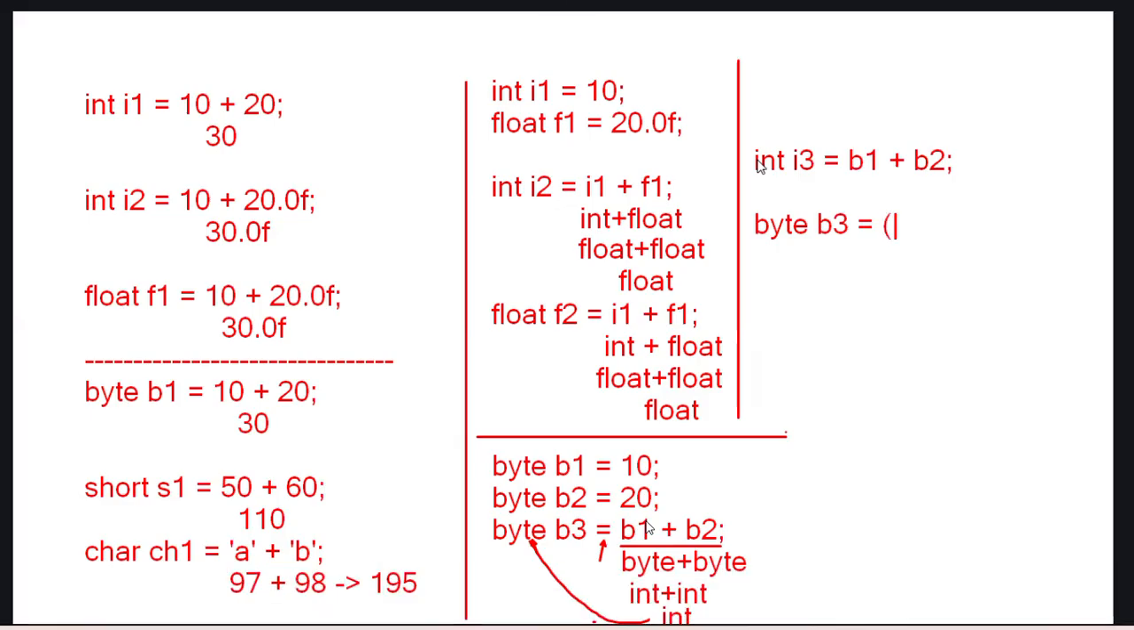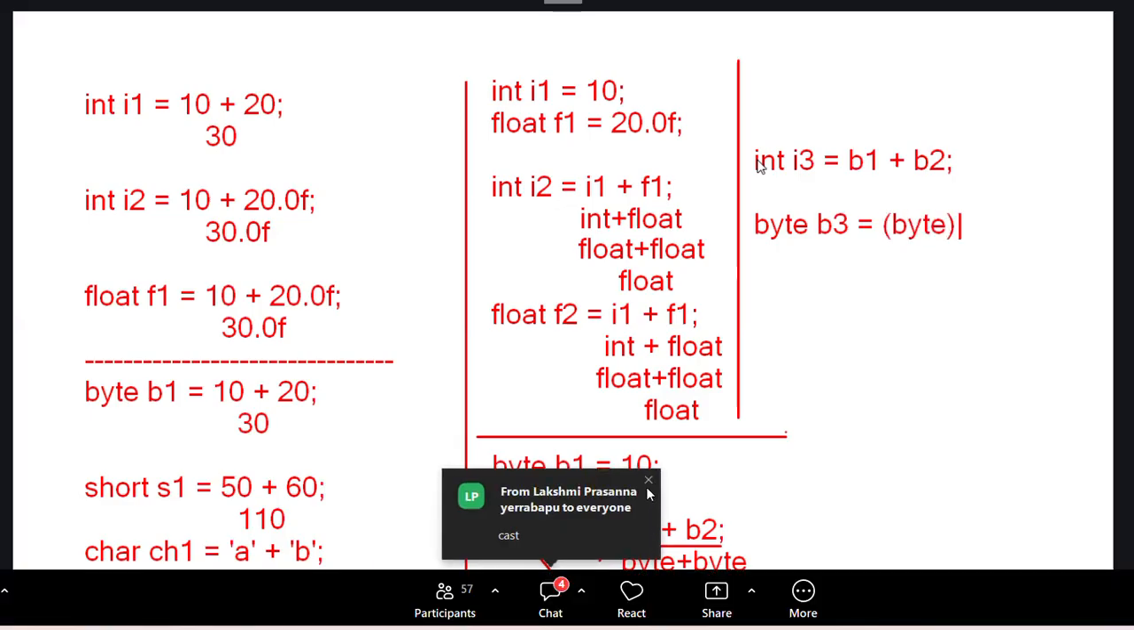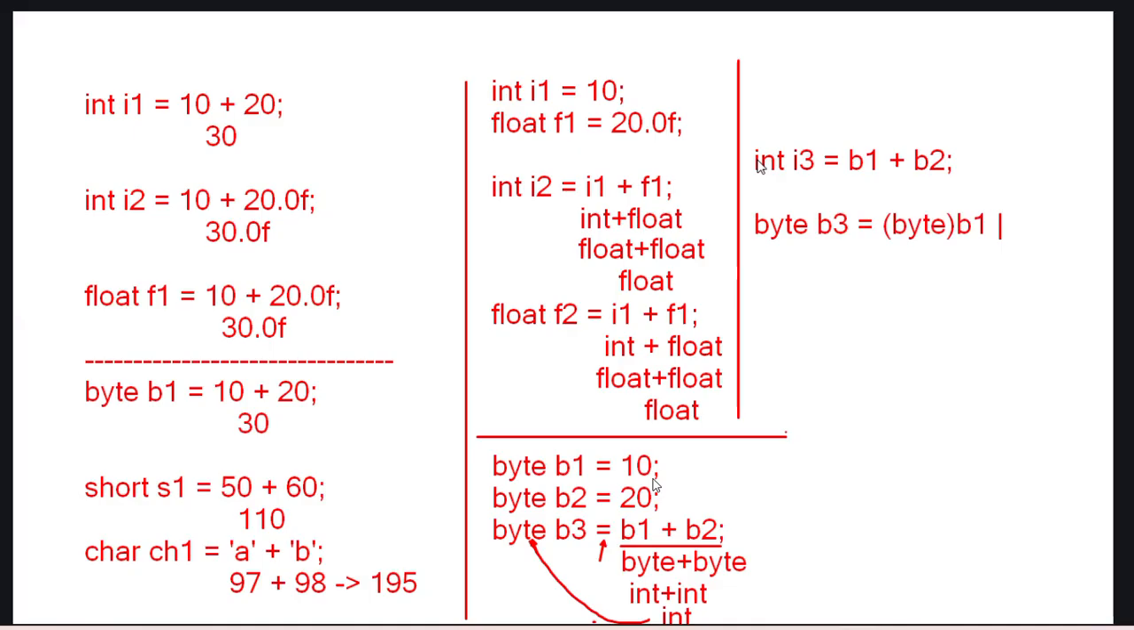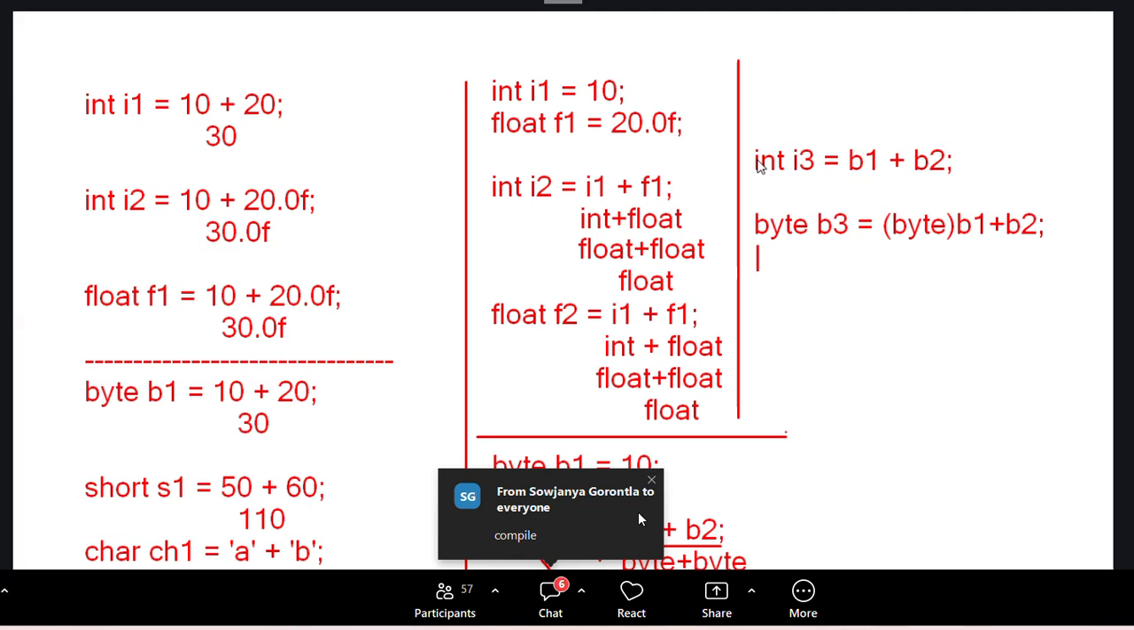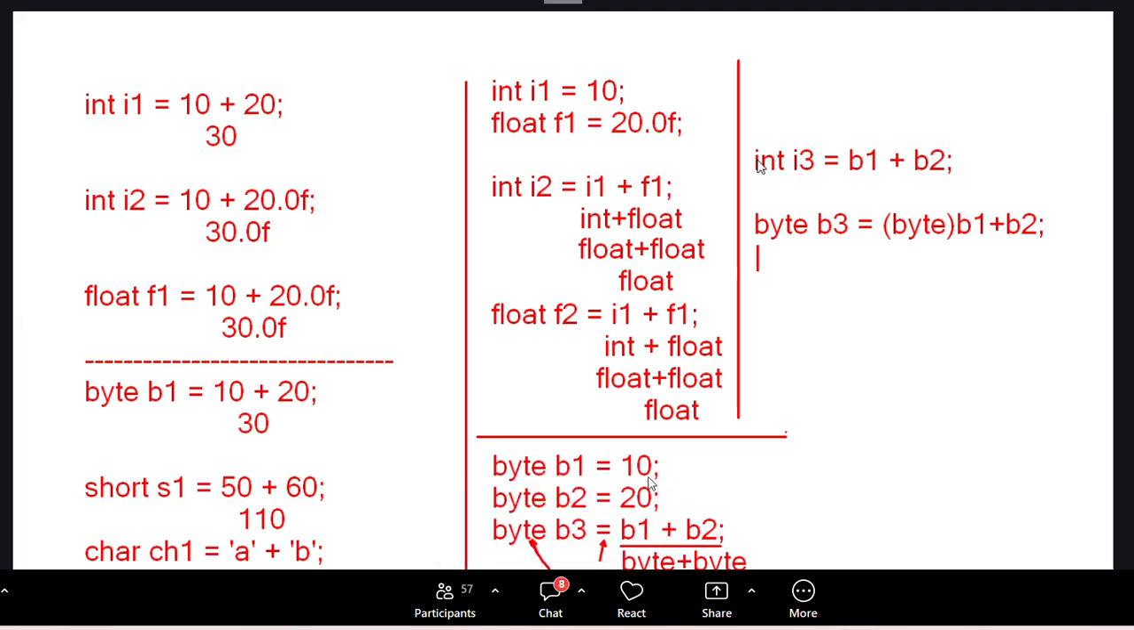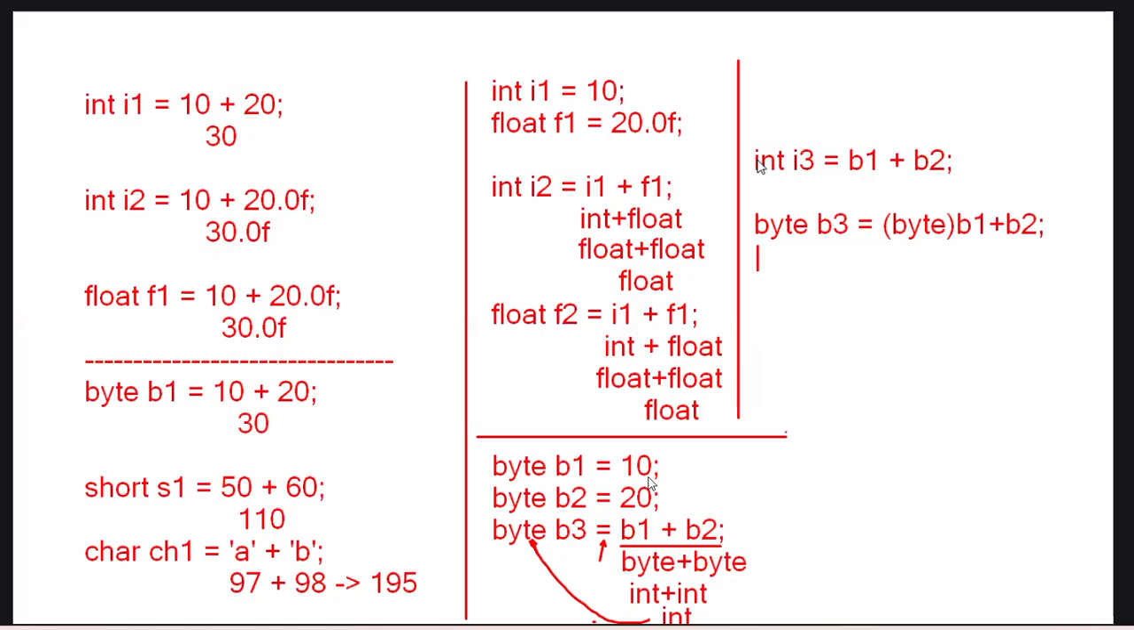Cast operator. Super. What cast operator should I write? byte b1 plus b2. Super. Compile or not compile? Not compile. Look properly, look carefully. Not compiled, you'll still get the same compile time error: int cannot be converted to byte. Why?